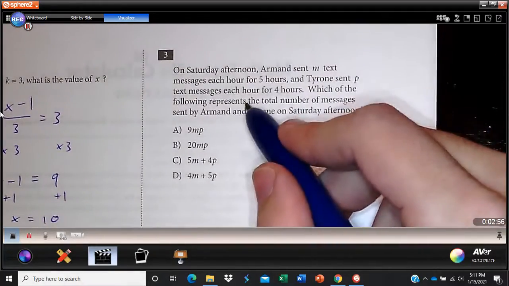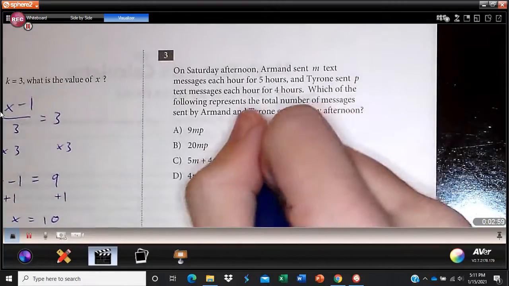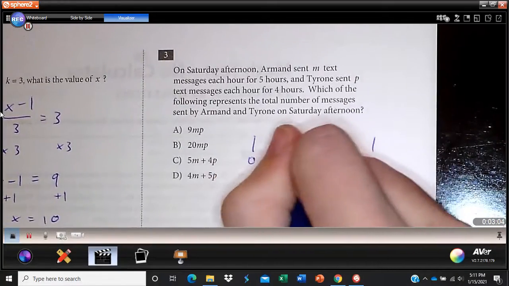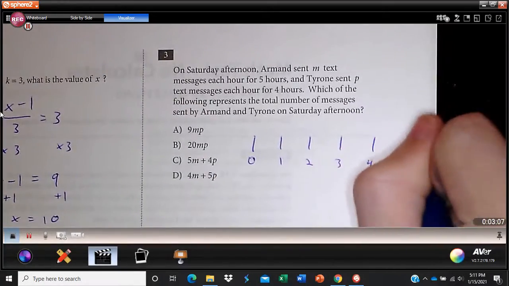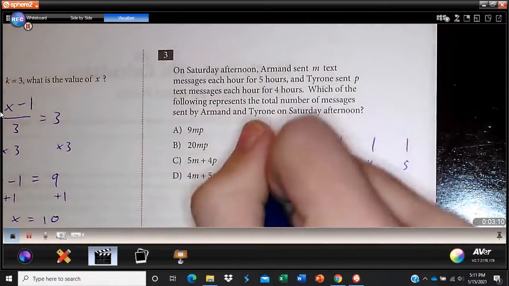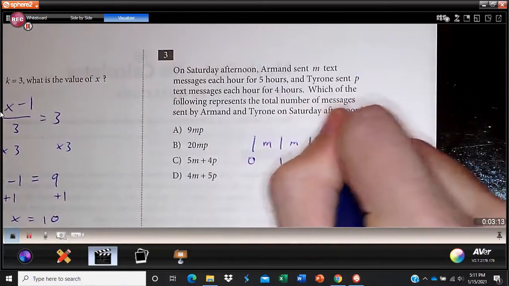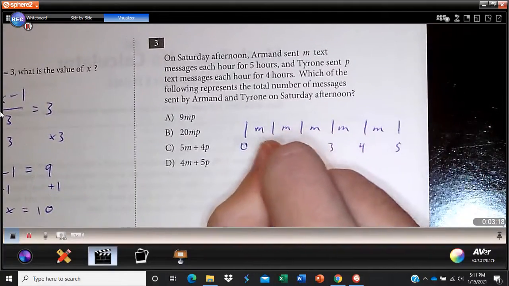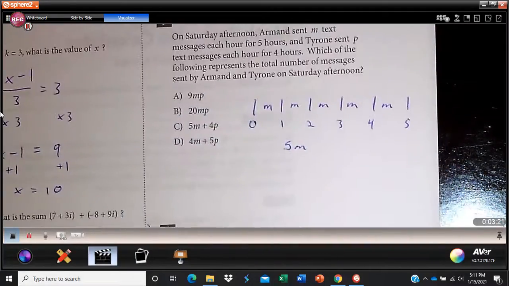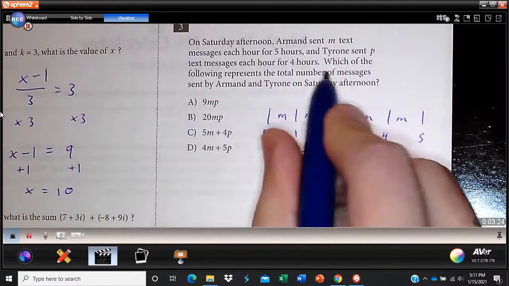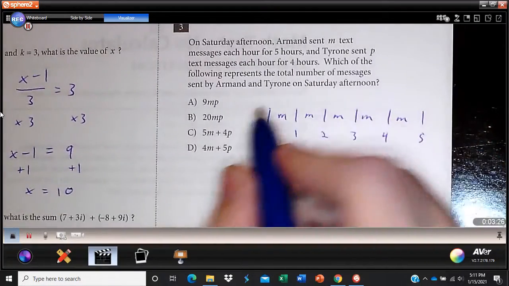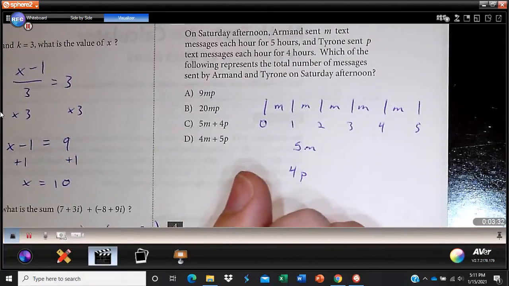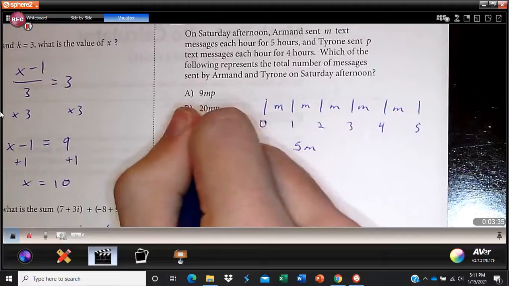Armand sent M texts each hour for 5 hours. So if I imagine this way, if this is chronology, so 0 hours, 1, 2, 3, 4, 5 hours, and we're saying that he sent M texts within every hour frame, then we end up with 5 M's, so it's 5 times M for Armand. Tyrone works a similar way, except his is only for 4 hours, and he's sending P every hour, so he's going to end up with 4P, and then both of them together, that's just simple addition, so that's going to give me C.